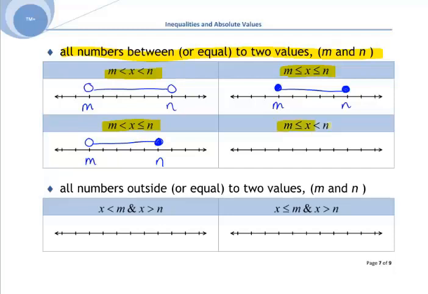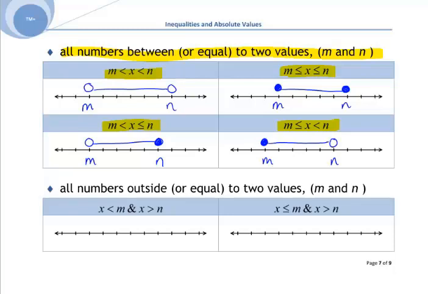For the next one, m is less than or equal to x, which is less than n. So I put my m, my n, x can be m, so colour in. This one's just a less than, so it's open.